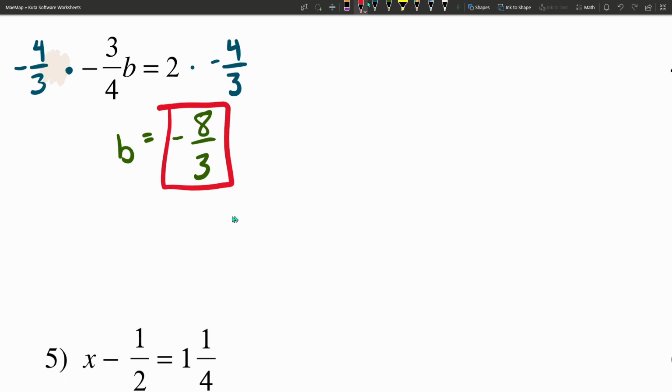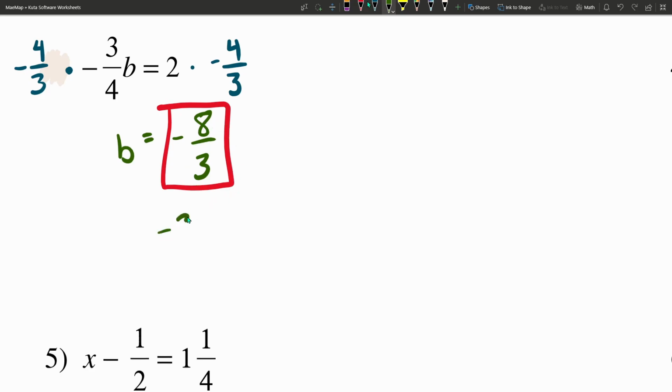We can leave as this fraction, but I believe the worksheet actually wants us to put it not as an improper fraction, improper meaning that the numerator is bigger than the denominator. It wants us to take that and convert it to a mixed number. So how many times does 3 go into 8? 3 goes into 8 a total of 2 times evenly, right? Because 3 times 2 is 6.